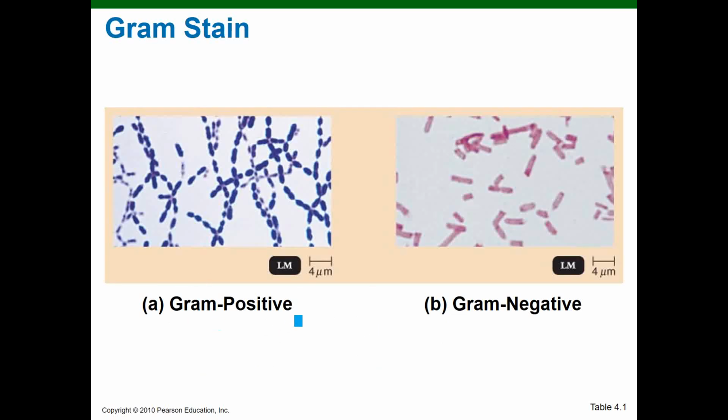Okay, this is an example of what a gram-positive organism would look like after a gram stain, and what a gram-negative would look like after a gram stain. Right? These guys are in chains. These guys are bacilli. Just to go over the terms we used before. So gram-positive are purple and gram-negative would be red.